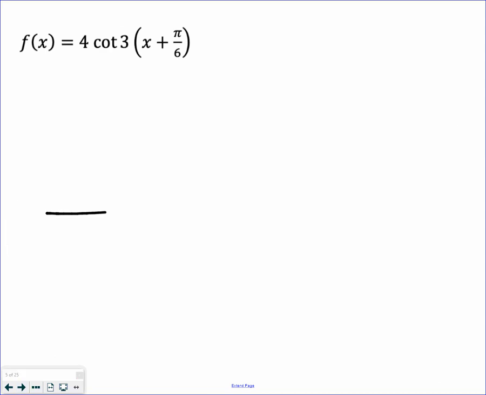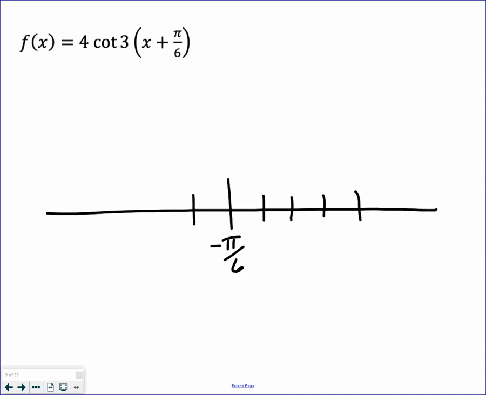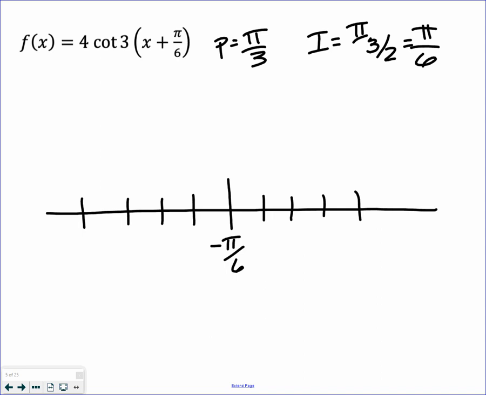Cotangent. Draw on your midline. Phase shift of negative pi over 6. 4 to the right, 4 to the left. Period length for cotangent is pi over b. So in this case, pi over 3, which means the increments in this one is pi over 3 divided by 2, which is pi over 6, which is nice in this particular one that we're adding pi over 6.